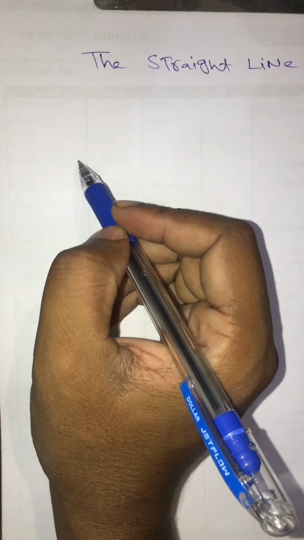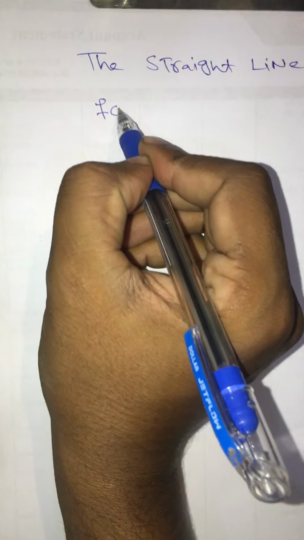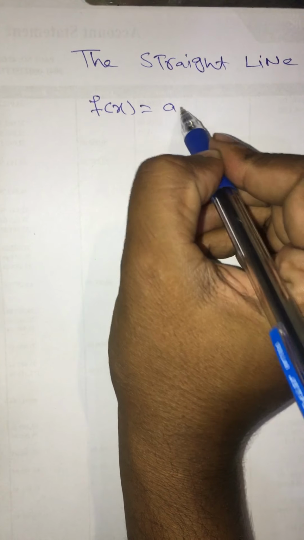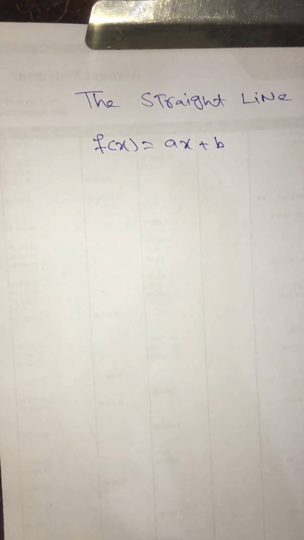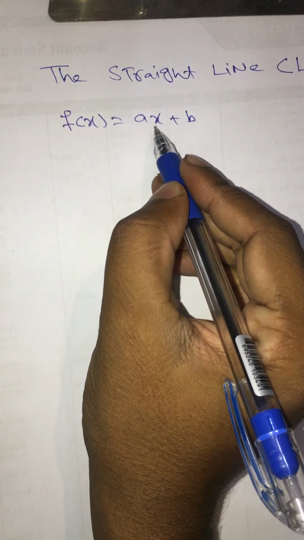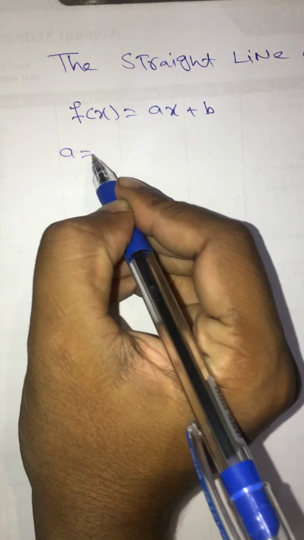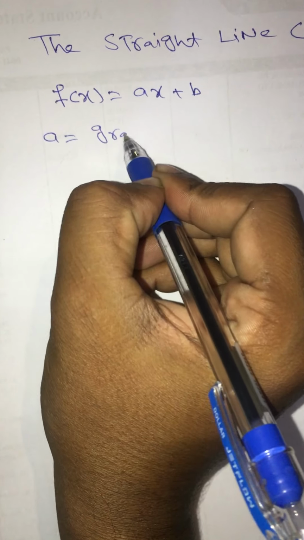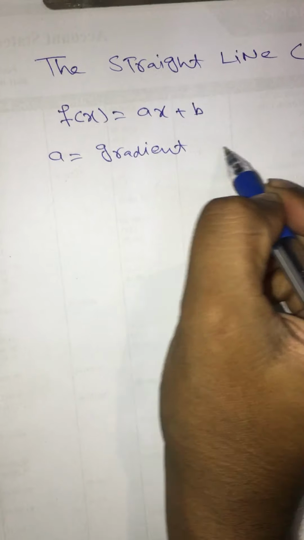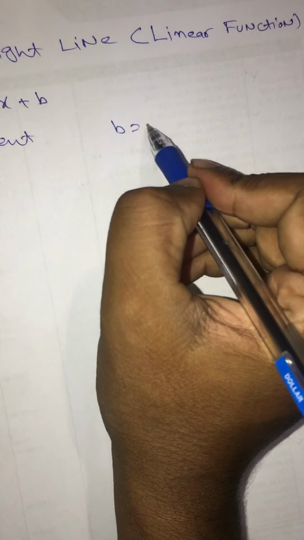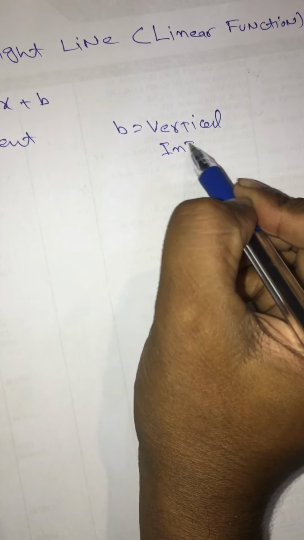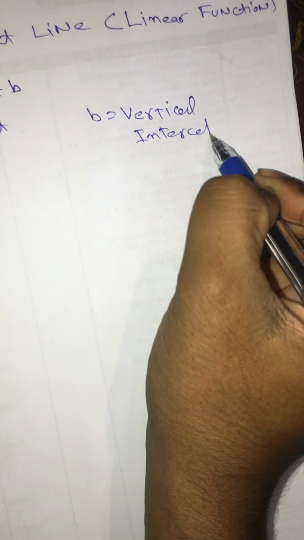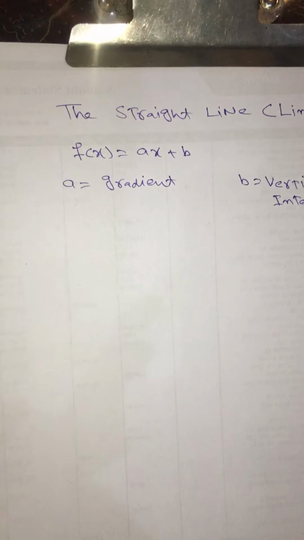A linear function can be written in the form of f of x equals ax plus b, where both a and b are constants. Now x is a variable, a is the gradient, and b is the vertical or y intercept. So this is our linear function.